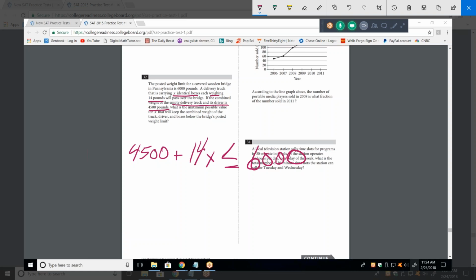Okay. So for the next line, I got 14x is less than or equal to 1,500 pounds. Next line. And the next line is going to be x is equal to 107.14. Hold on, it's not equal. It's less than or equal. Yeah, x is less than or equal to 107.14.